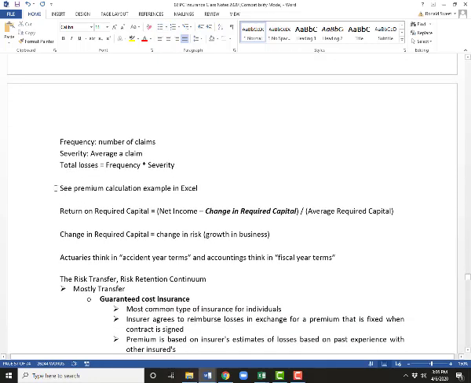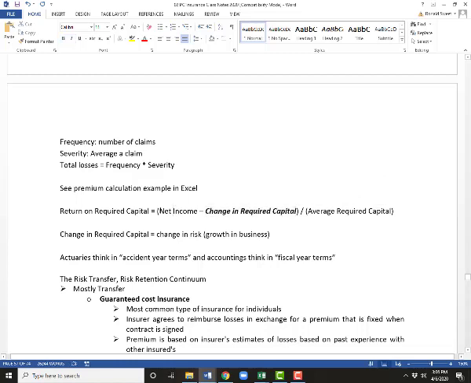So let's actually do this. One thing we've got to address before we get into this: we're going to do our return on capital not as net income over average equity. We're going to do net income minus the change in required capital. The change in required capital is another way of saying the change in risk. We're taking on more risk. Because we're taking on more risk, our capital requirement went up, and we're going to take that out of the value of this product.